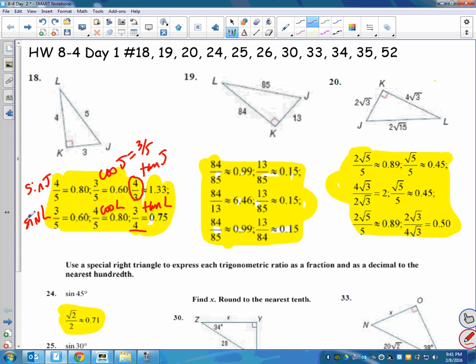I'm kind of annoyed that the book wrote it like this. I think they just did sine, cosine, tangent in the same order there. So these would be sine, cosine, and tangent in that order of angle J, right? Because the opposite side of J is 84. So this would be sine of J, cosine of J, tangent of J, and then switch it around. This would be sine of L.